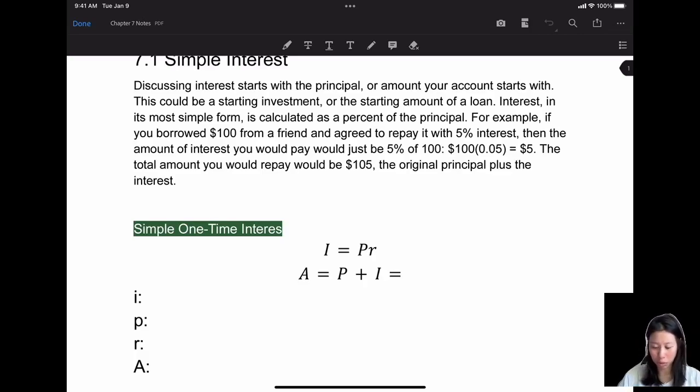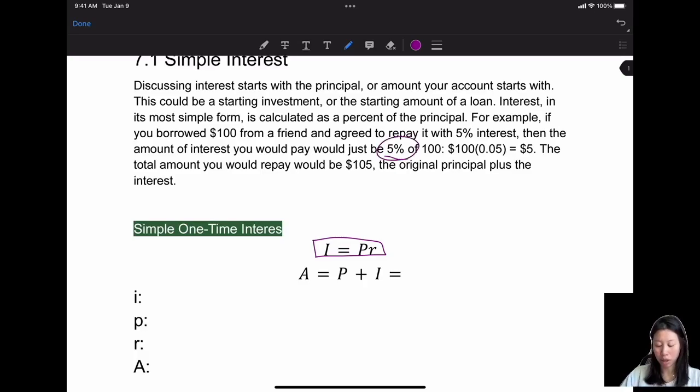So for simple interest, the amount of interest is equal to the principal times the rate. For our previous example, the rate would be 5%, so that means we multiply by 0.05. And then the total amount that you're going to pay back to your friend should be the principal and interest. We can't just pay them $5 and pretend that's it.